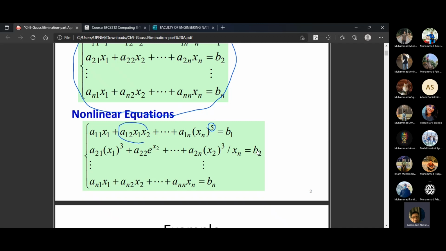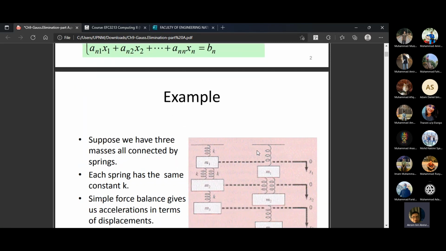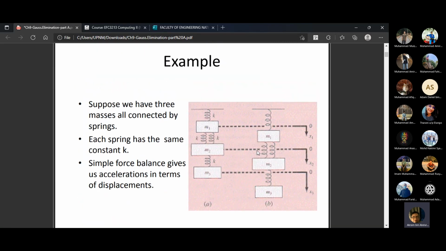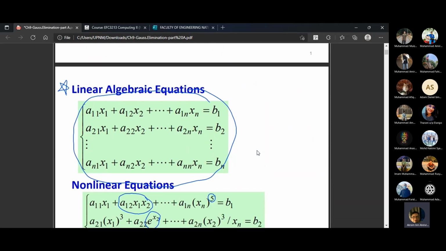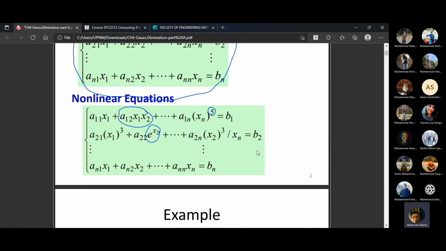So here we can see we have x1 and x2, or in here we have an exponent power of x2. So this all belongs to a non-linear equation. So where does this kind of equation, this linear algebra equation, exist?